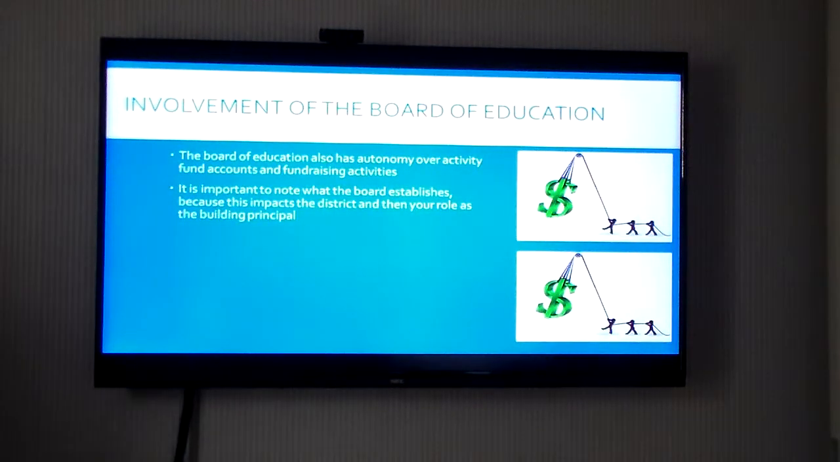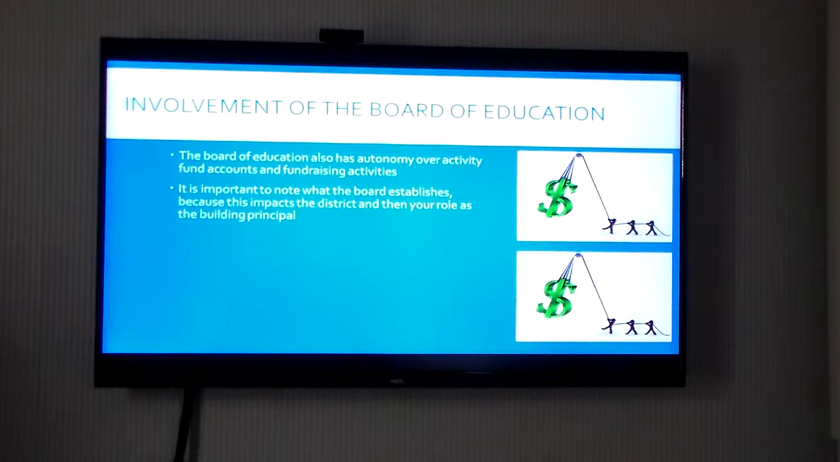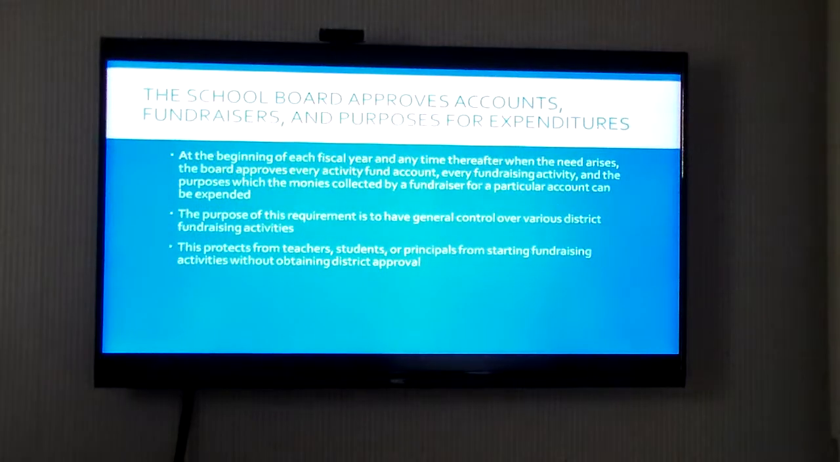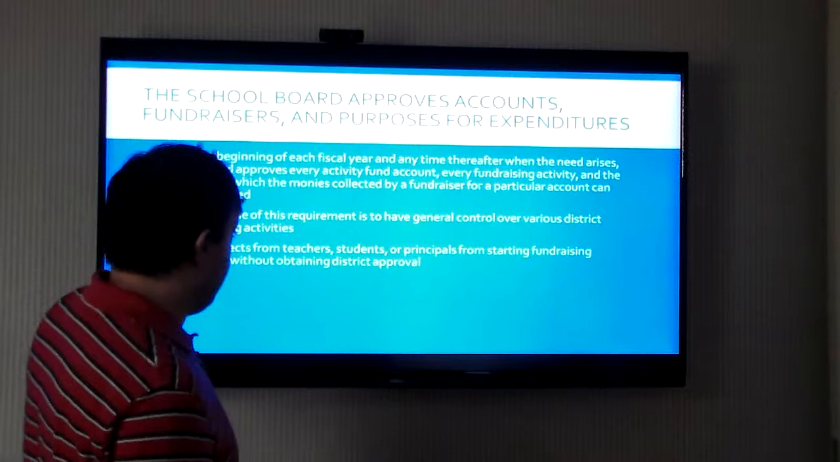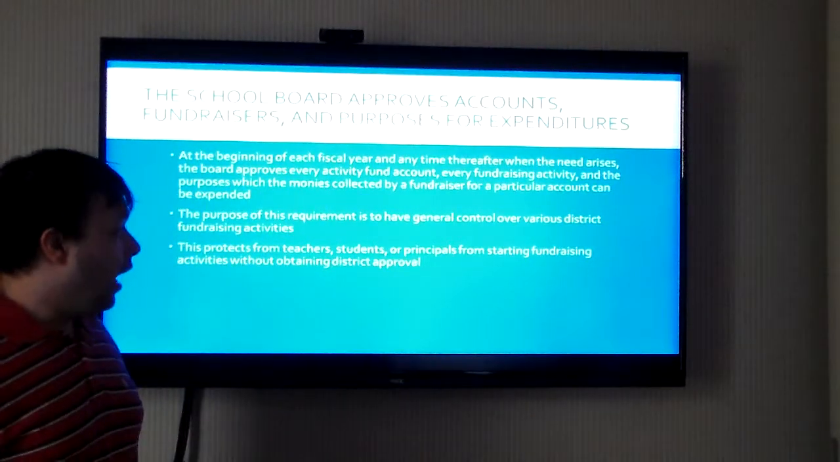So in our state, the board does have autonomy over activity fund accounts and fundraising activities. So the board will get to establish that, and then you as the building principal have to facilitate that within the course of the activities. So the board has the responsibility to approve every fund account and every fundraising activity.